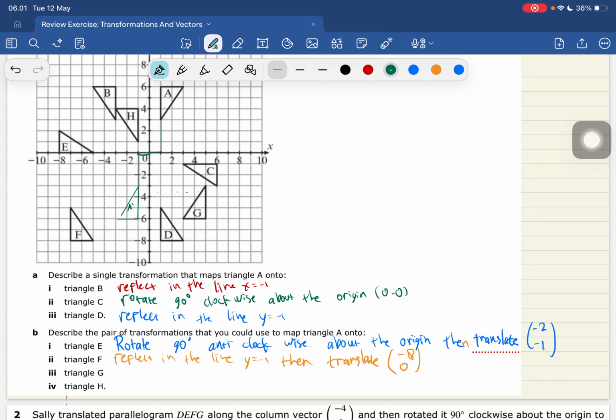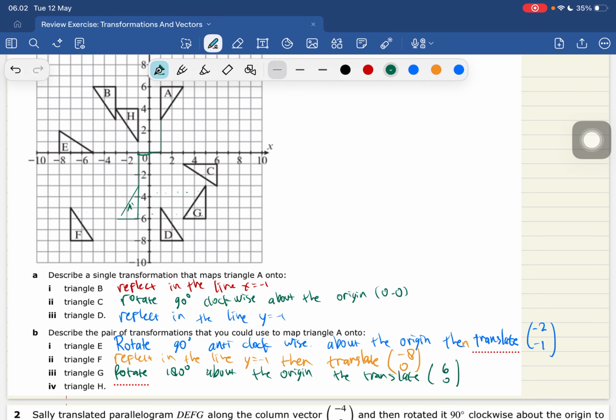Okay, here is rotate 180 degrees about the origin. Then we translate, not moving up or down, however, we're just moving to the right. 1, 2, 3, 4, 5, 6. So this is 6 and 0.